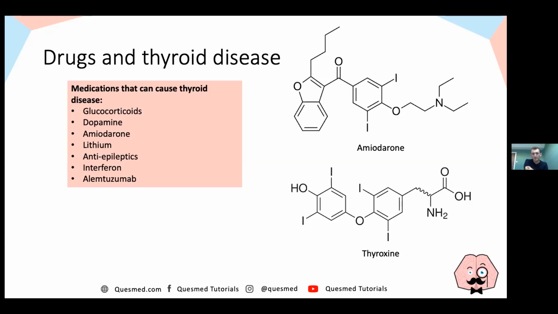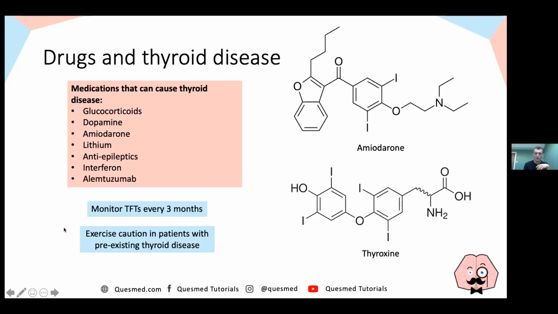And amiodarone basically causes hypothyroidism because amiodarone is very iodine rich, so it provides an extra iodine substrate for thyroid hormone synthesis. So as I said, it's important to monitor thyroid function if we're giving a medication that could cause thyroid disease, and we tend to do that every 3 months.